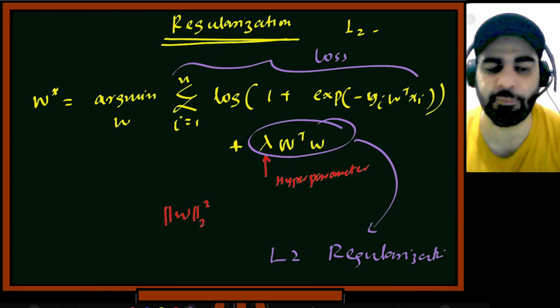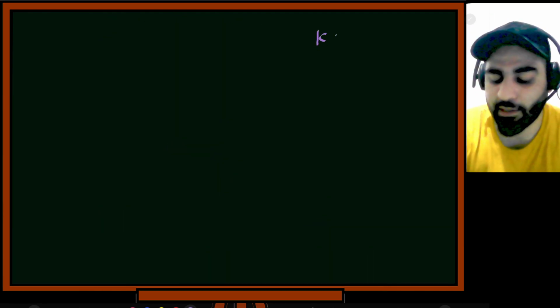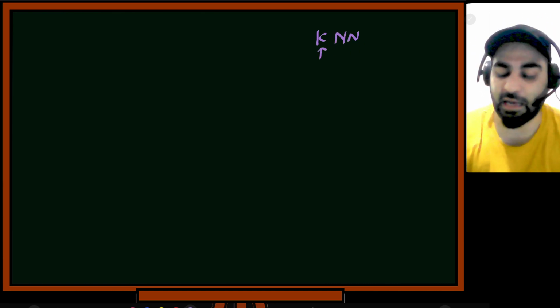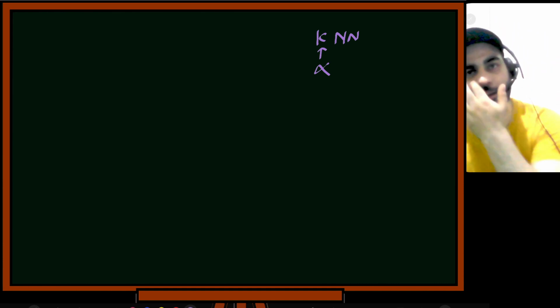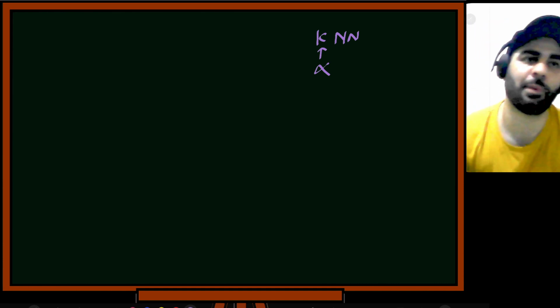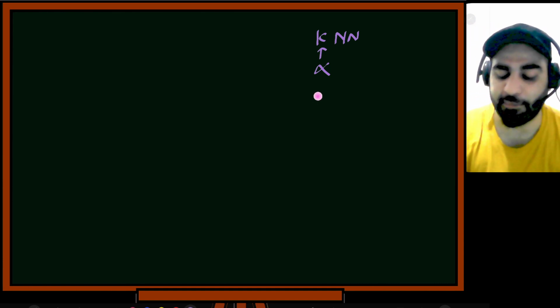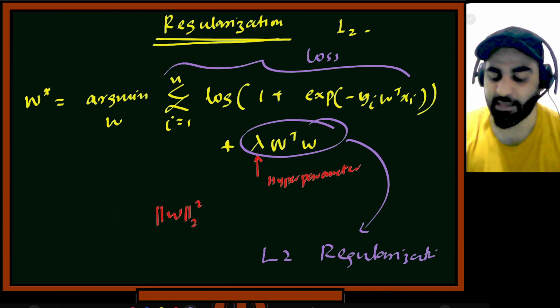This lambda here is a hyperparameter. In KNN, our hyperparameter was K. In naive Bayes, our hyperparameter was alpha, that's the Laplace smoothing factor, if you remember that. So here we have this lambda. So lambda here is a term.